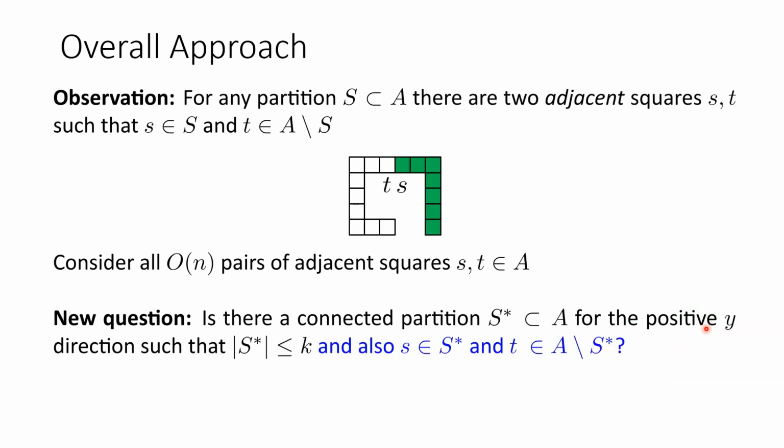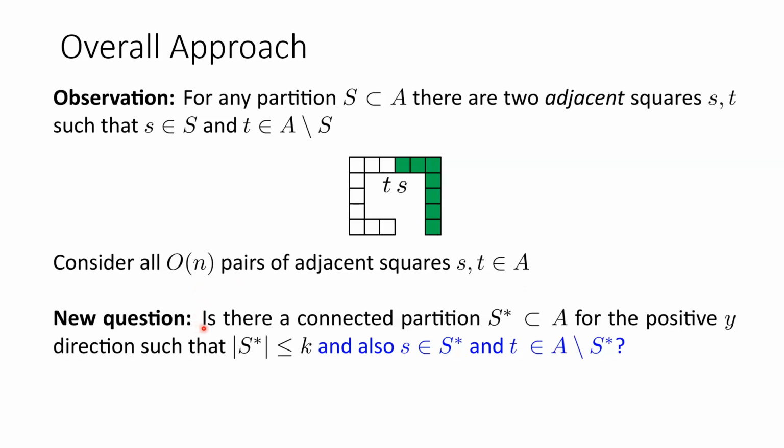And our overall approach for this problem uses the following observation, which is: for any partition S of A, there are two adjacent squares S and T such that S is in the partition, that is, S translates up, while T is not in the partition, so T does not translate up. And this is based on the fact that A is connected. Since A is initially connected, in any partition, we must break contact between some two adjacent squares. So we can consider all pairs of adjacent squares S and T in A, of which we have a linear number, and ask the following question for each of them instead.